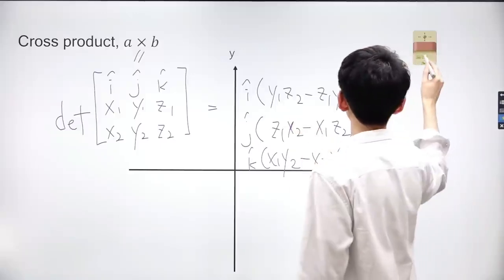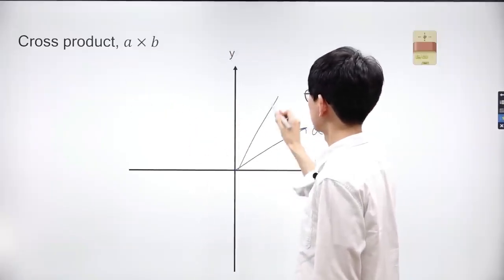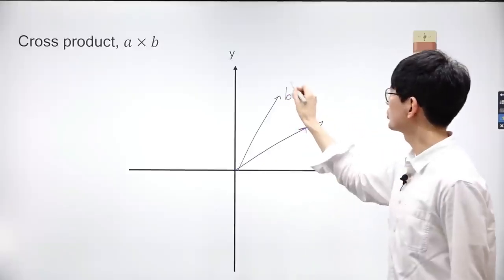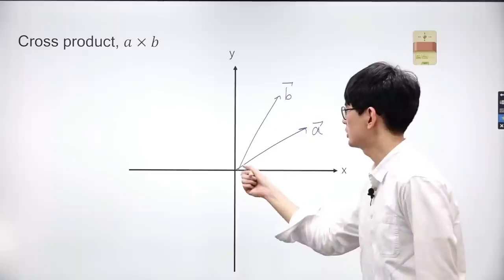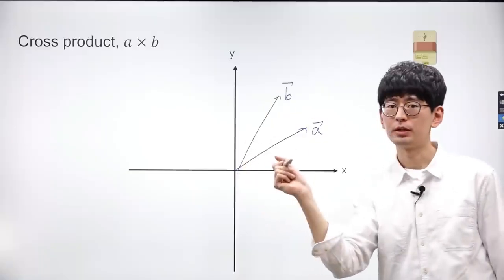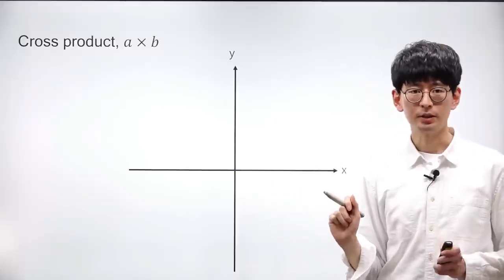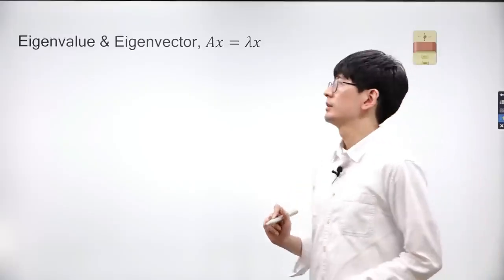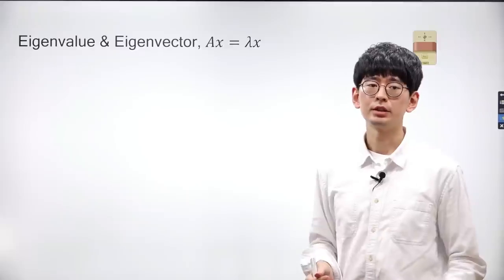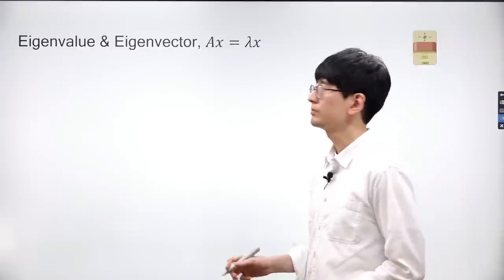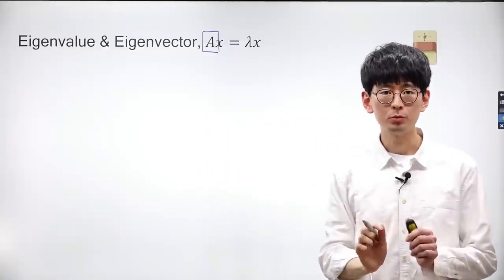Now, let's delve into the conceptual understanding of this product. Consider two vectors a and b in a three-dimensional space. As previously mentioned, the cross product of a and b is a vector perpendicular to both. Since vectors a and b lie on the same plane, the vector perpendicular to both a and b must extend out of the screen. We've discussed various topics related to vectors and matrices, such as matrix multiplication and the rank of a matrix. Moving forward, we'll delve into the concepts of eigenvalues and eigenvectors.